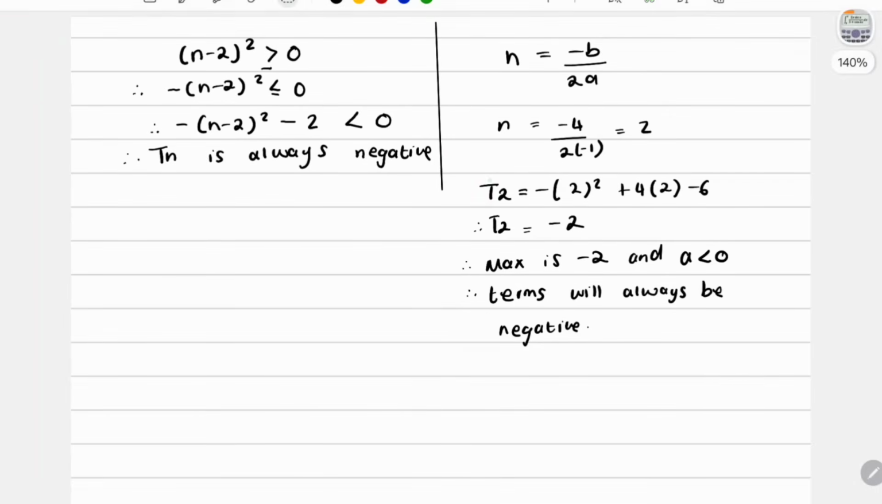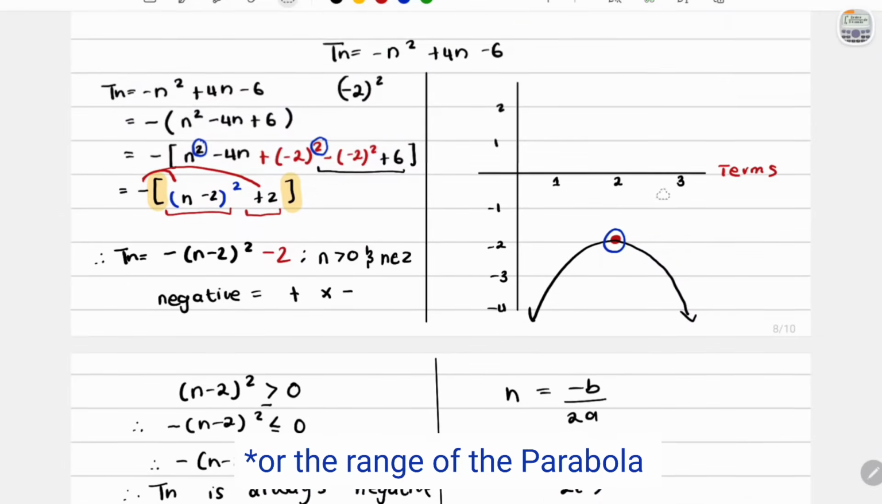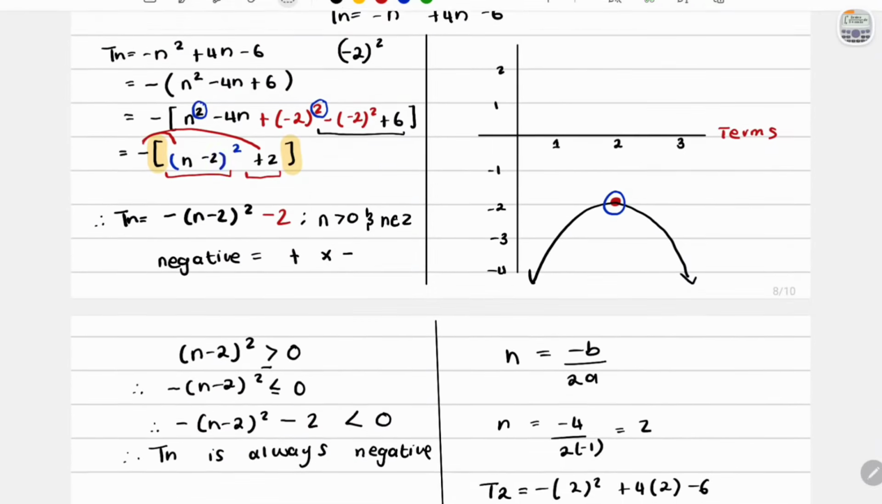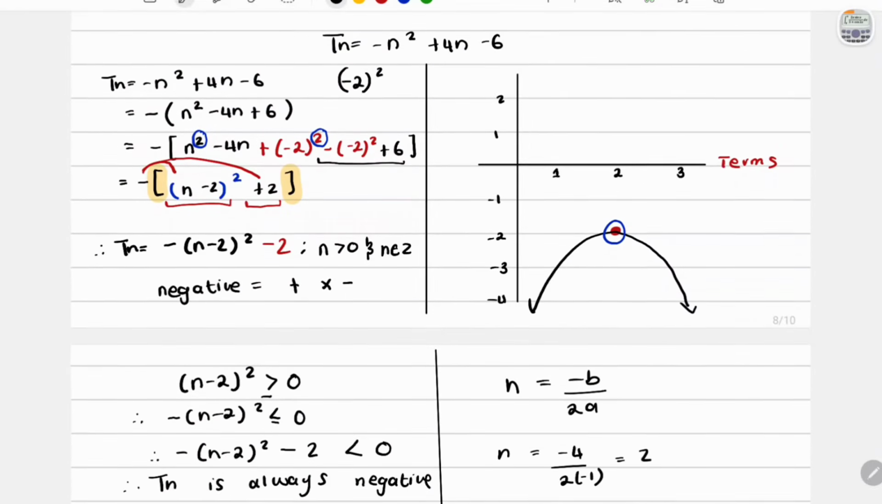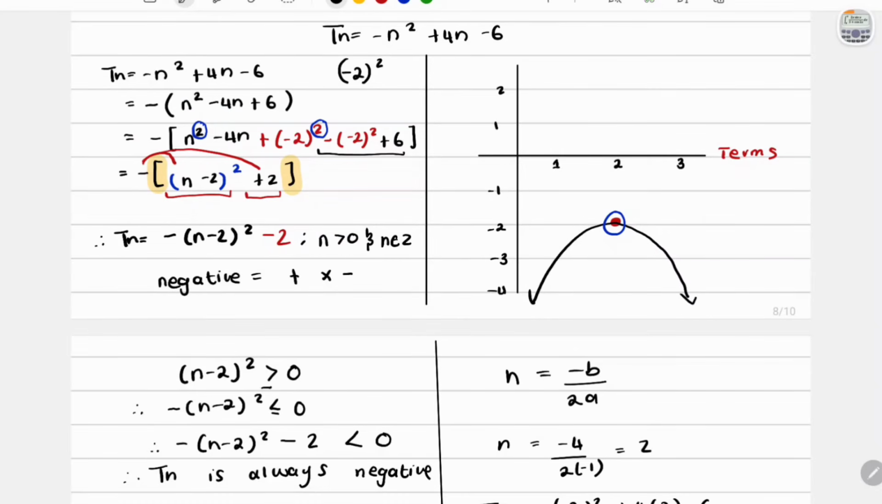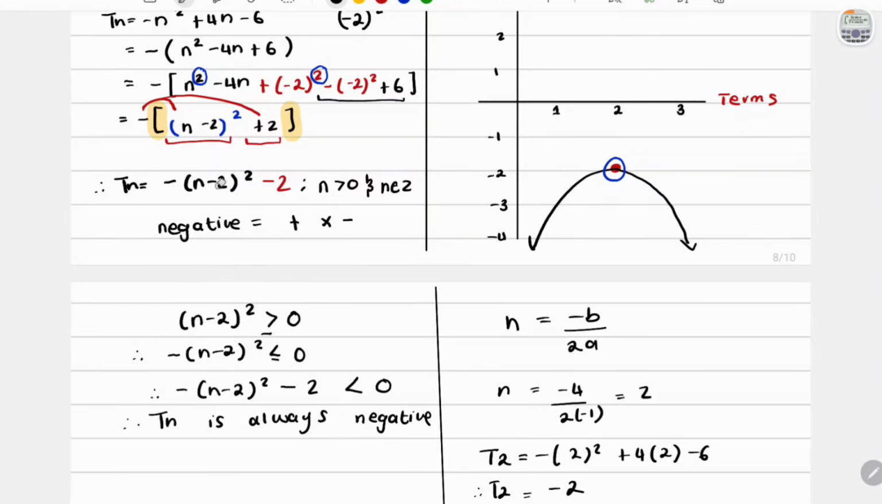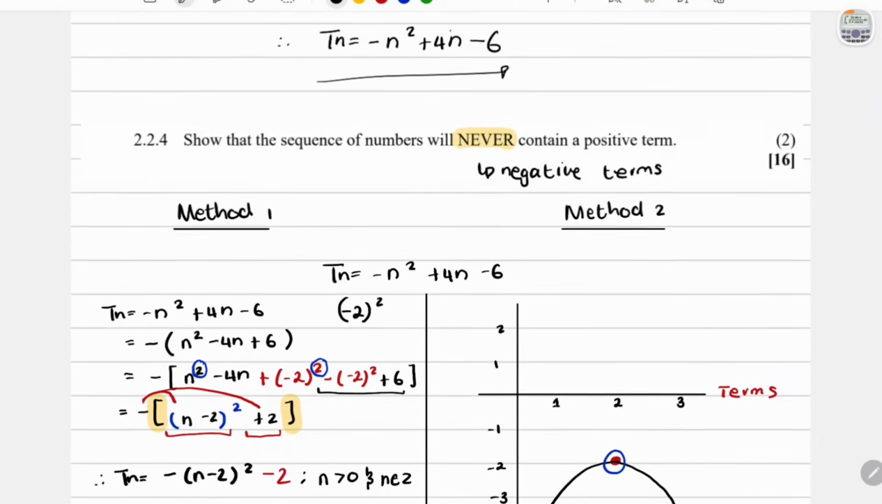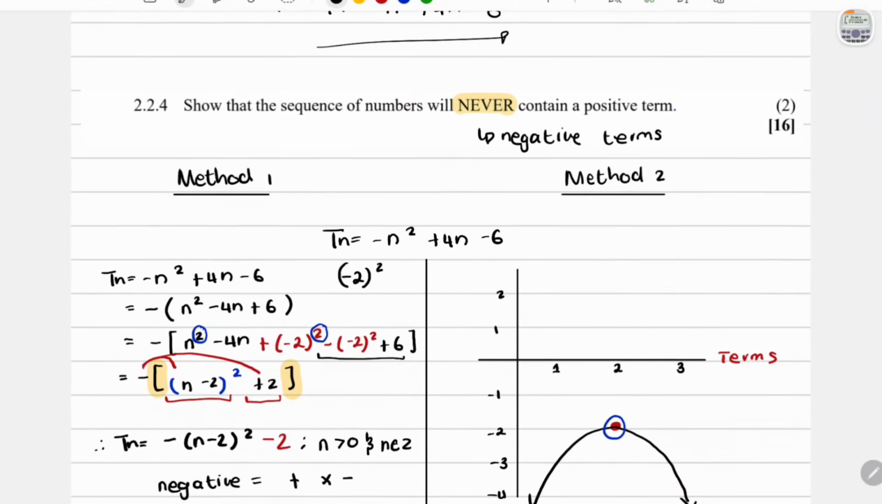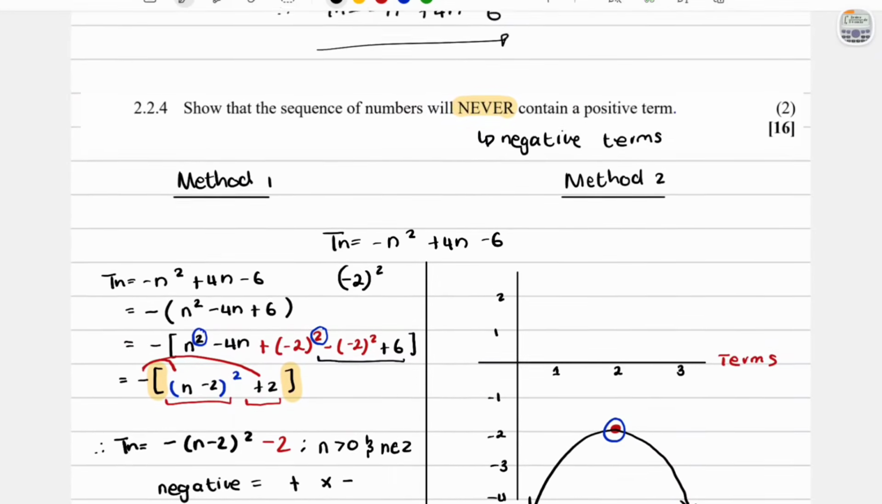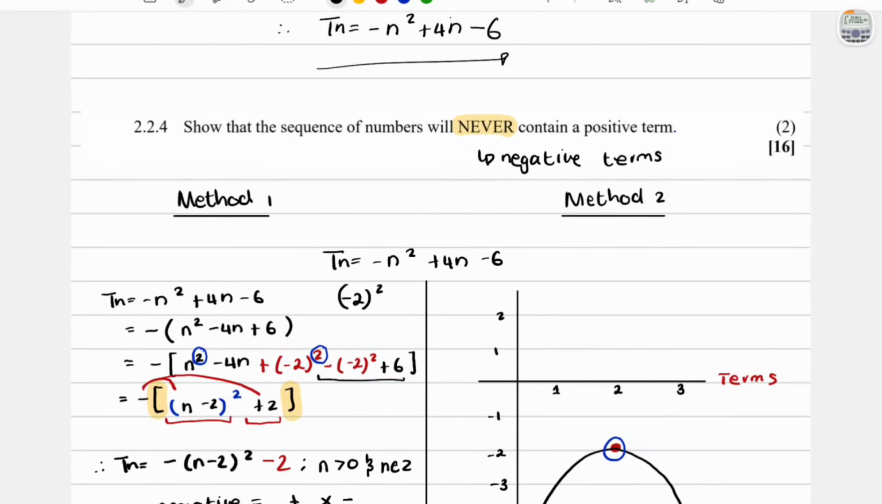Okay, so there's actually two ways. You can visualize it and think about the nature of the terms, looking at it as a graph, or you could think about it based on the nature of the expression, and what the values of the expression are going to be when you substitute n. Okay, so that is it for this question 2. Then we move on to question 3.